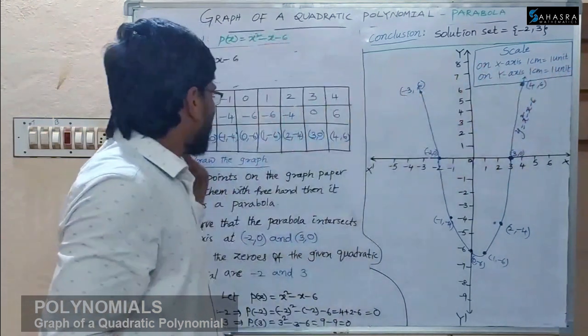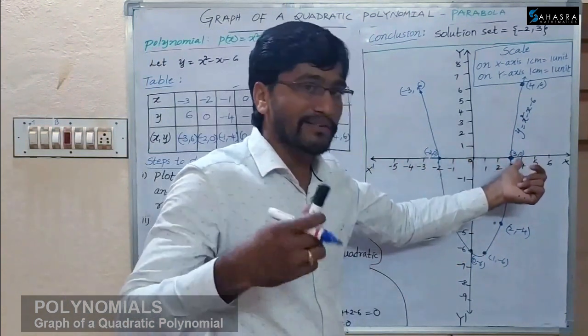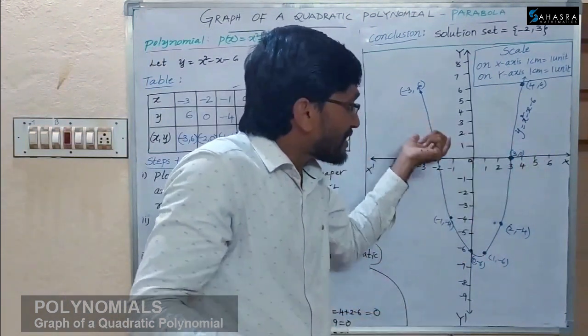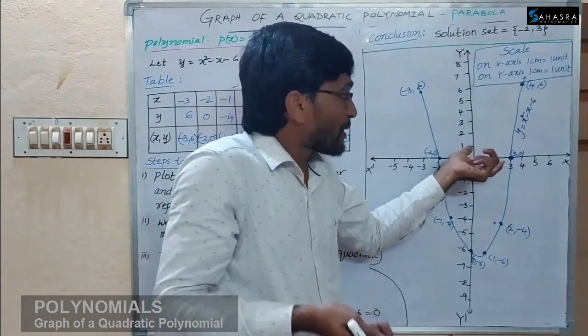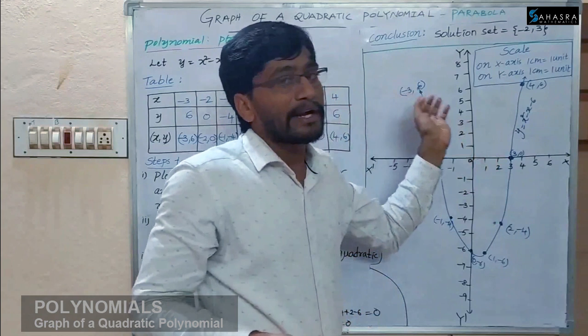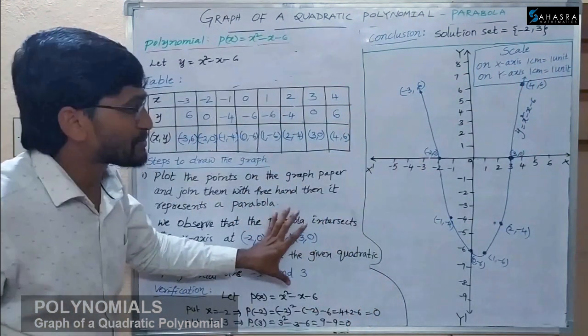So by plotting these points, this graph intersects the x-axis at 2 distinct points. Otherwise for some polynomials it touches the x-axis at only 1 point. For some quadratic polynomials, it never touches the x-axis. So these are the steps we have to follow to draw the graph.